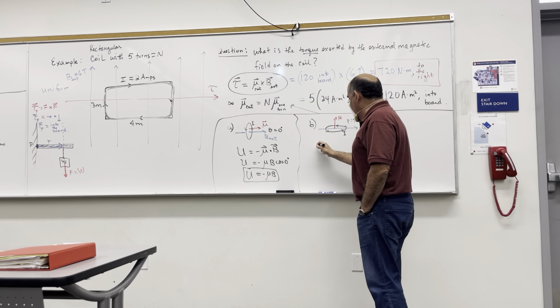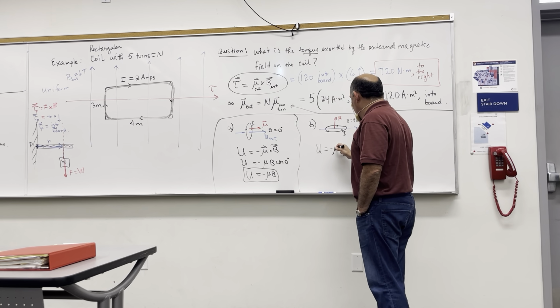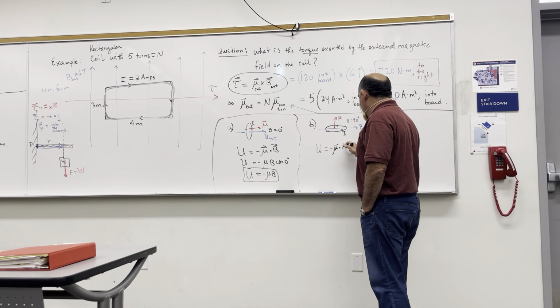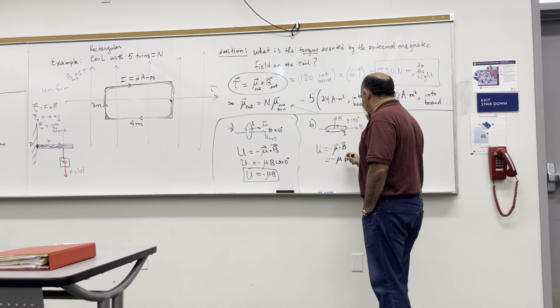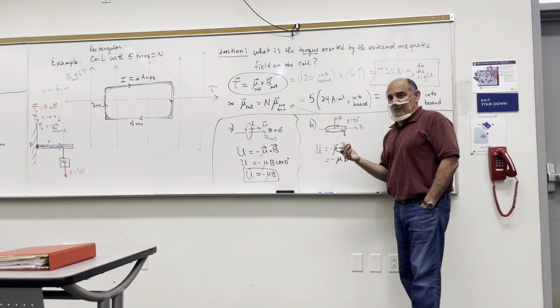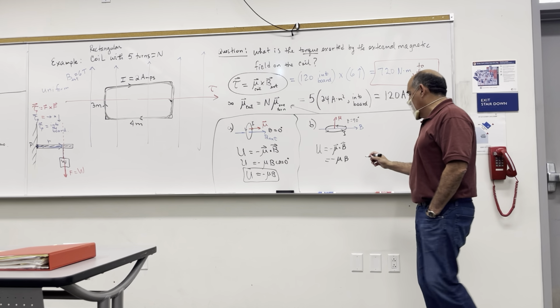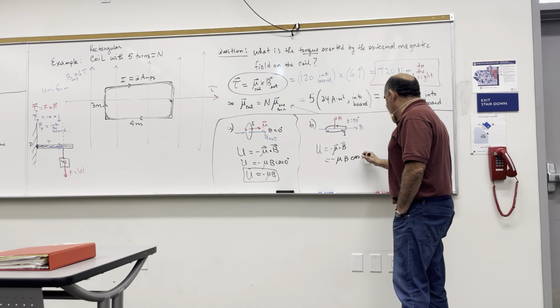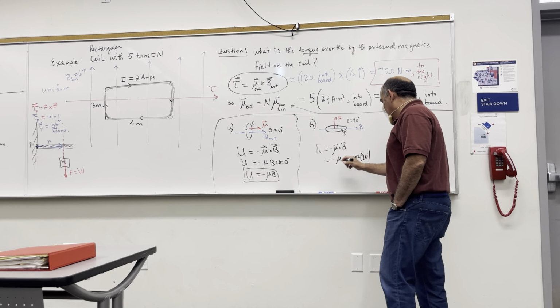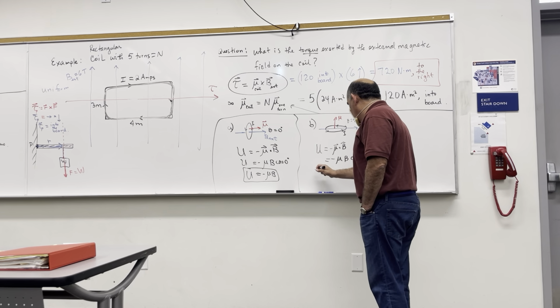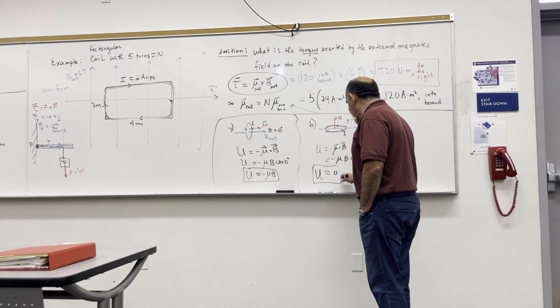So if you calculate the magnetic energy, it will be minus mu B. If I don't put the arrow above the letter, it means the magnitude of that vector, right? And then the cosine of 90 degrees, and that will be 0. That will be the magnetic potential energy.